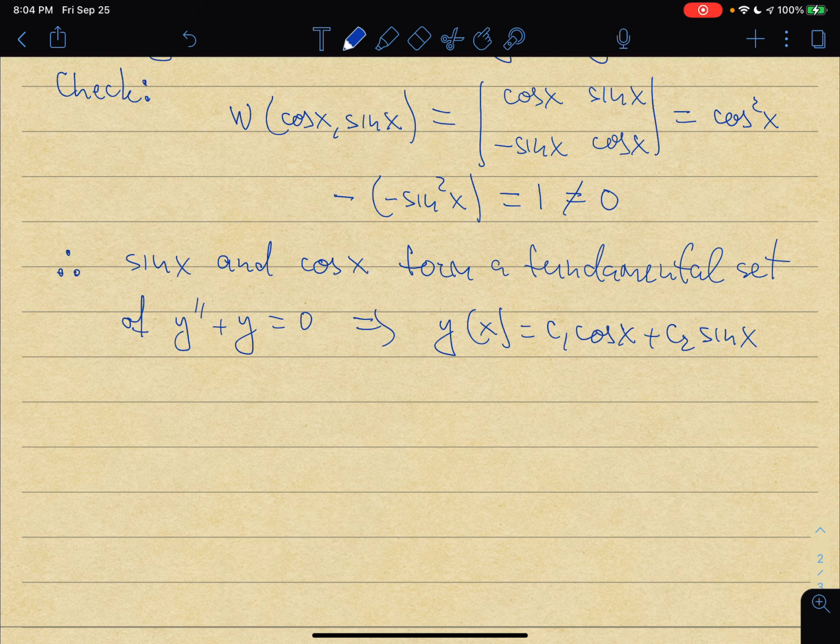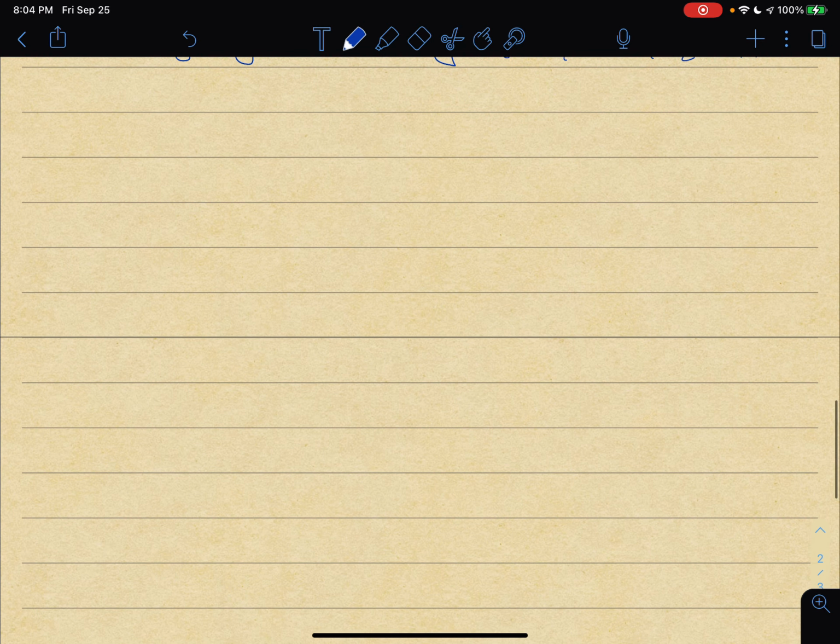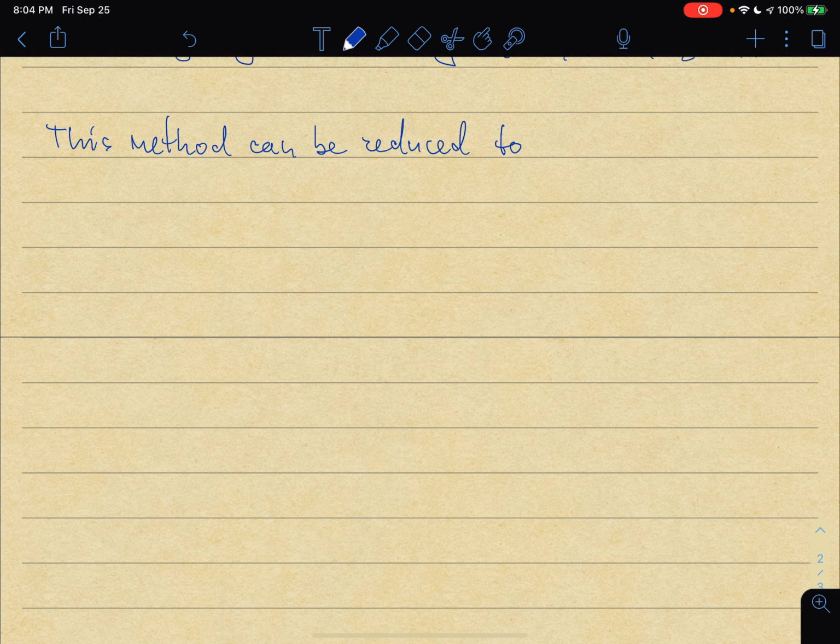So what we just did, we reduced the need of finding the two solutions of a second order linear homogeneous equation to the need of knowing just one, because the second one can always be found by using this method that I just illustrated. The method seems to be fairly involved and lengthy, but actually it can be reduced to a single formula.